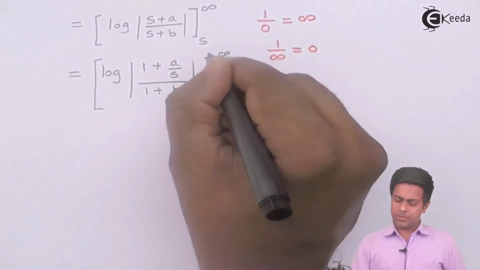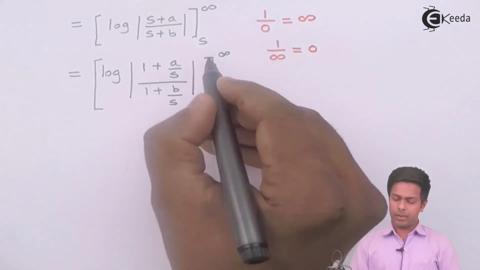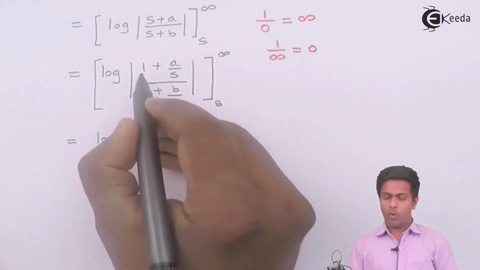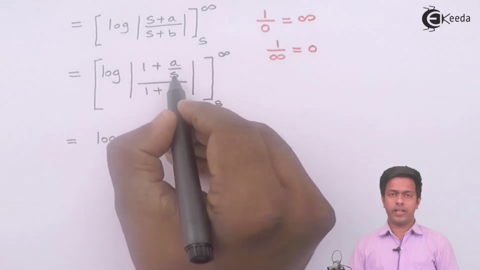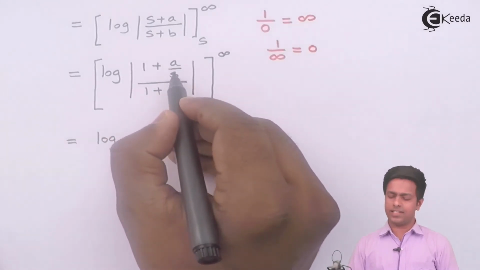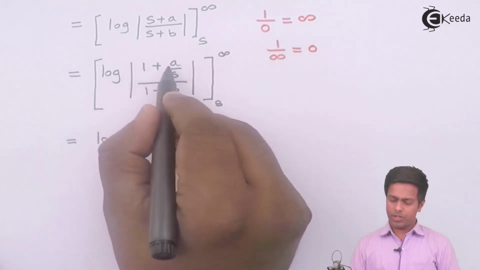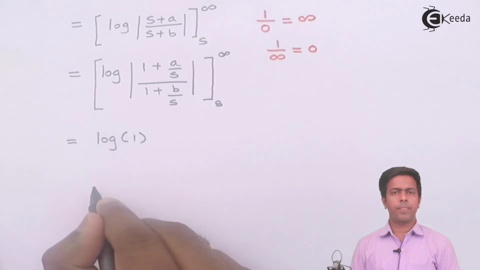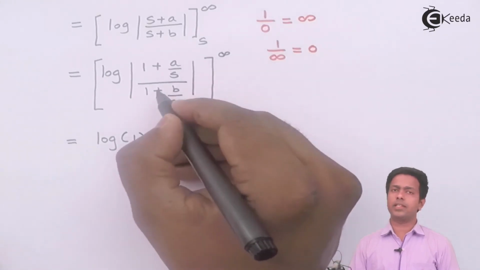Now guys, let's substitute upper and lower limit. So upper limit is infinity, here we will get log of 1 plus a upon infinity. Now a upon infinity is 0. So 1 plus 0 is 1. Here also 1 plus 0 is 1. So we will get log 1 by substituting upper limit as infinity.